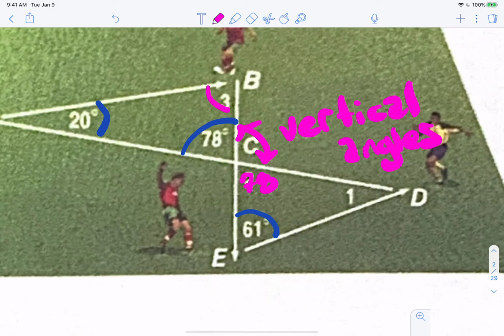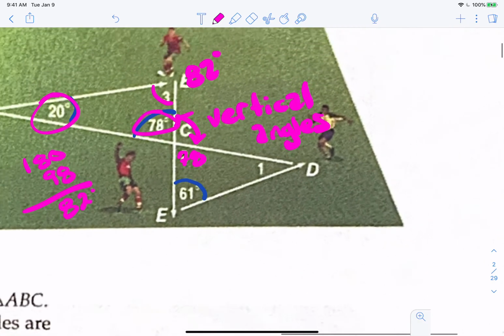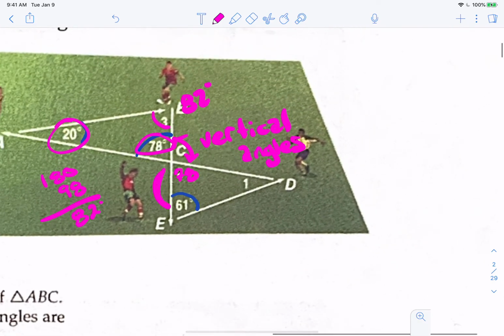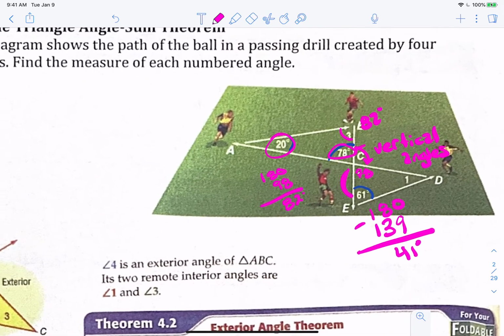Let's go ahead and solve for angle 3. To get angle 3, we know that 20 and 78 and angle 3 have to add up to 180. 20 plus 78 is 98, and I subtract that from 180. Angle 3 is 82 degrees. Now how do I find angle 1? You take 78 plus 61, that's 139. Subtract that from 180. 41 degrees.